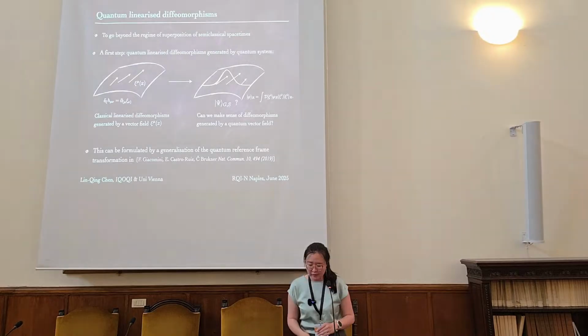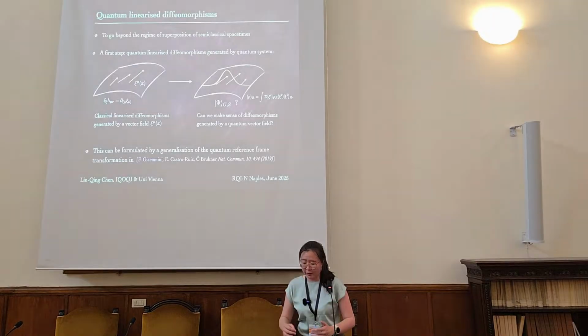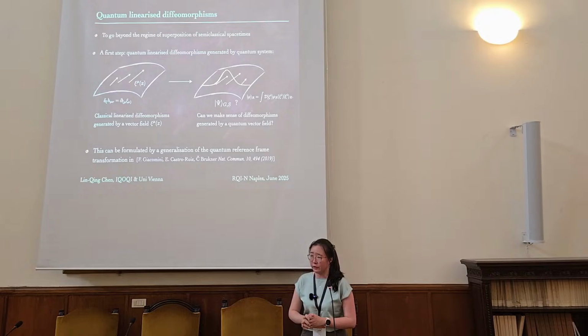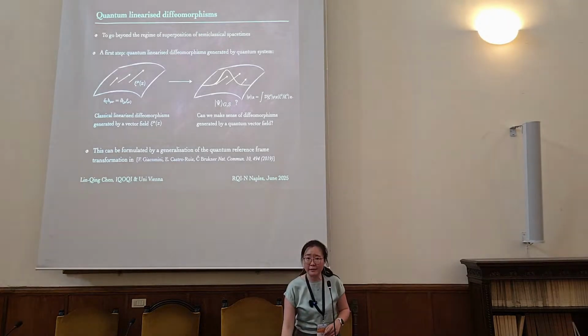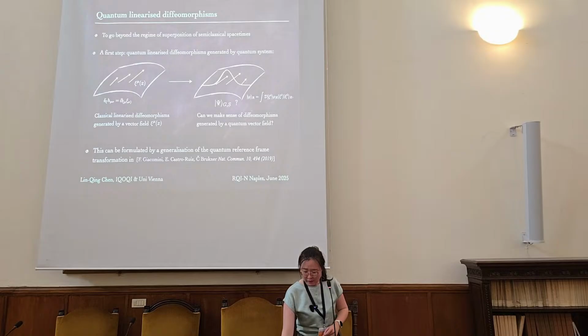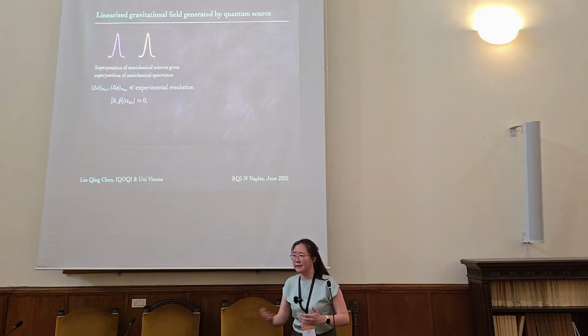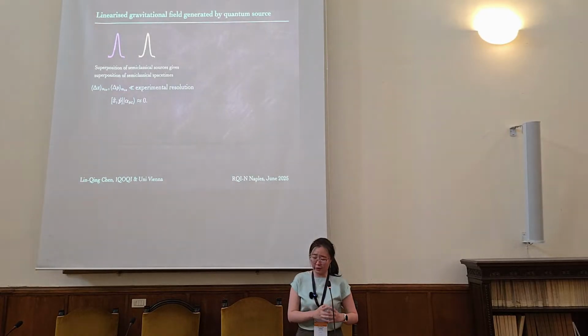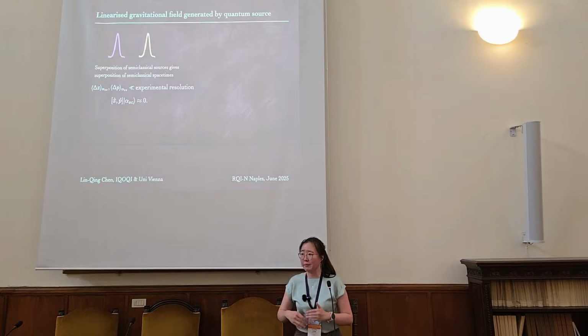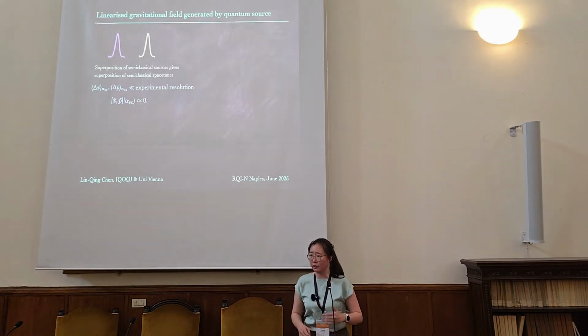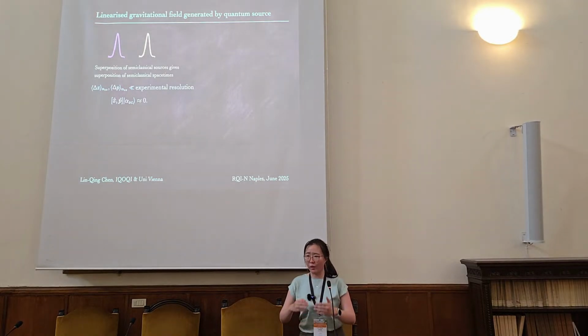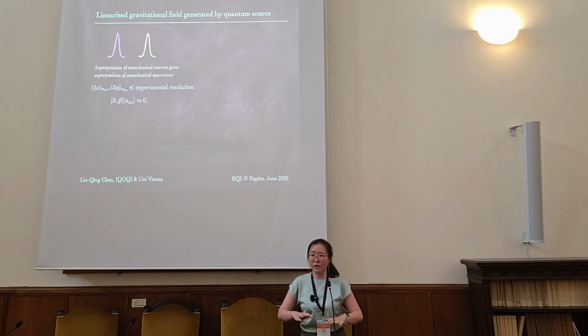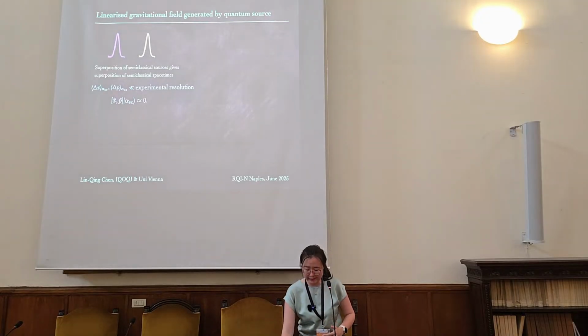And this question can be formulated by one of the initial approaches of the quantum reference frame, in this paper by Flaminia, Esteban, and Chaslov. So to formulate such a transformation, the concrete system we are looking at is the quantum linearized gravitational field. This was based on the previous series of collaborations with Flaminia, and also Flaminia and Carlo, on solving the quantum state of the gravitational field given by superposition of masses or by more general quantum sources.